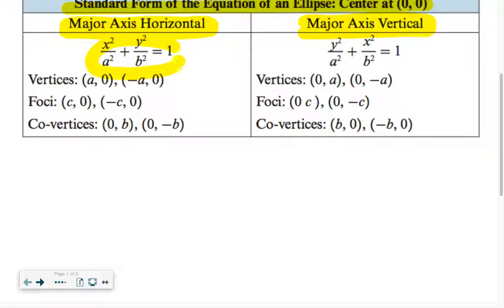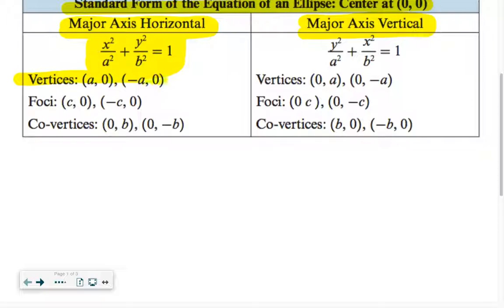So we have two different equations that we could use. It's all based on, well, where's the major axis? Is it horizontal or is it vertical? If it's horizontal, we're going to be looking at this left side, and we can disregard the right side. If it's vertical, we'd use the right side and forget about the left side. Okay? So you're not always going to use both sides, you're going to use one half or the other.